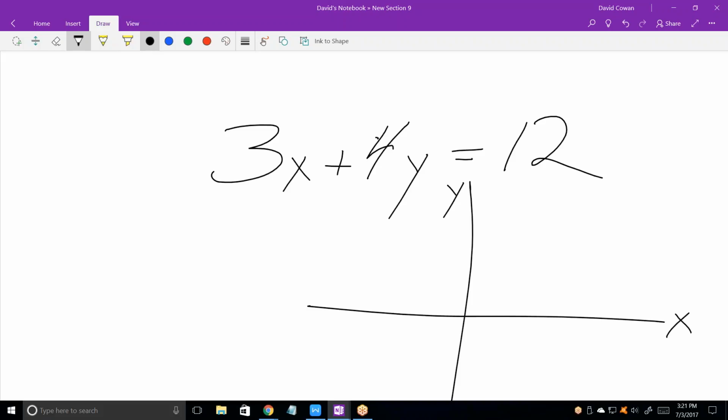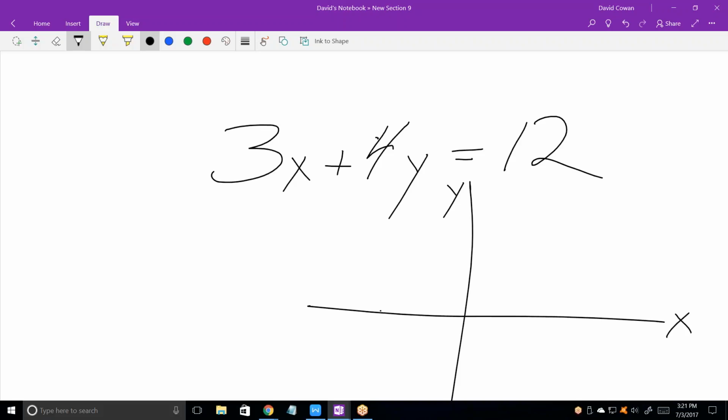Well, what happens when I'm on the x-axis? What's the y value? When I'm on the x-axis, like there, or there, or there, what's the y value? 0. Huge concept. When you are on one of the axes, the other value is 0. Okay?